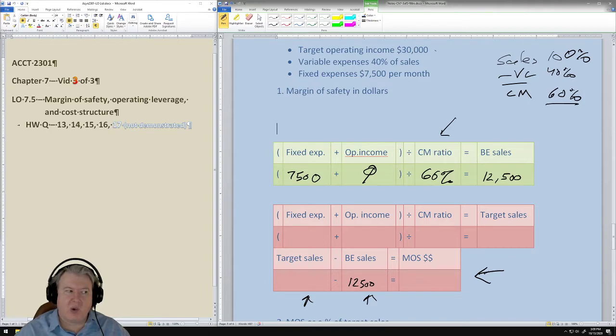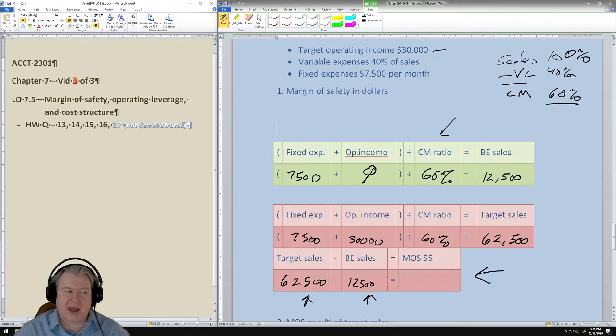And now we want to figure out, well, what is our target sales? So this is the target operating income, but remember, operating income is after you've covered fixed expenses and variable costs. So we know what our fixed expenses are, and we know what we want our operating income to be. And we're going to use this ratio because this ratio helps us explain how much contribution margin is in there. And when we add this up, that would be 37,500 divided by 60%. That ends up being 62,500. And that is our target sales.